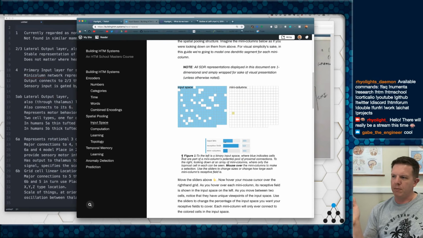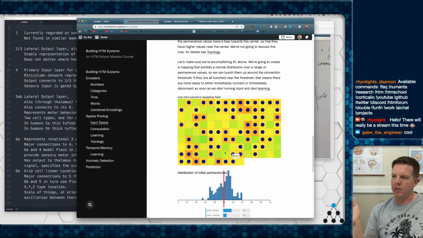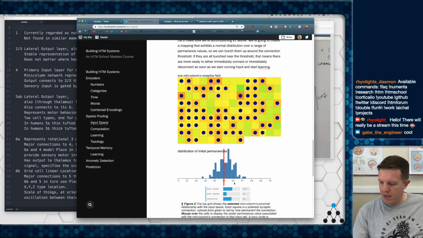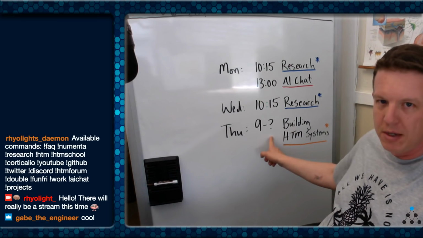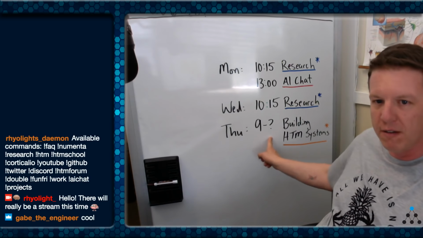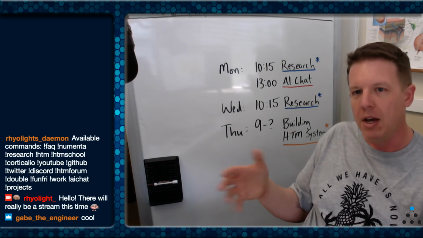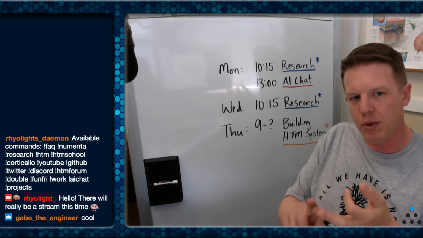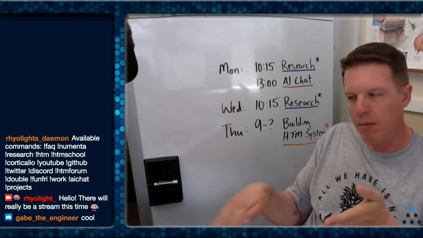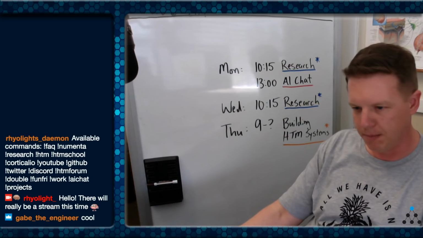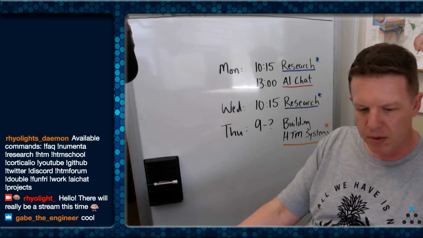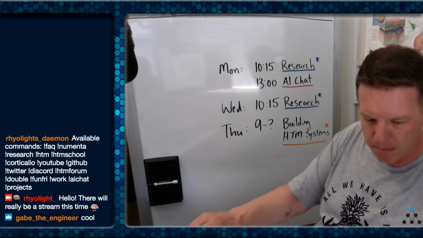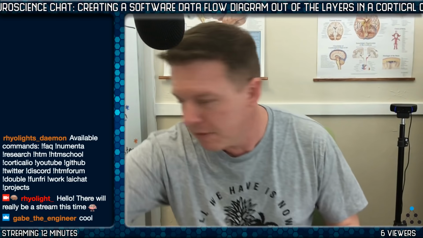There's already some things in place, but I think this is going to be really interesting, and I want to start working on this as part of my weekly schedule. So every Thursday, I'm going to be working on filling this document out. It's going to be an interactive document on how to build all aspects of an HTM system: encoders, spatial pooling, temporal memory, and probably anomaly detection and prediction. So that's my schedule.